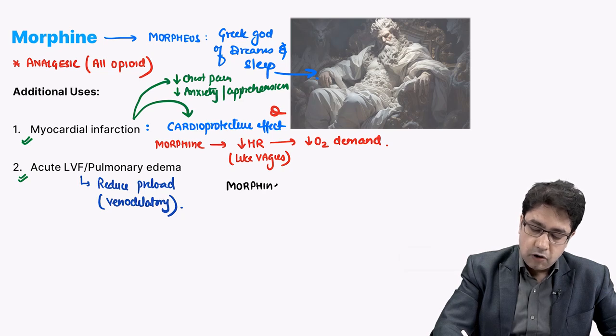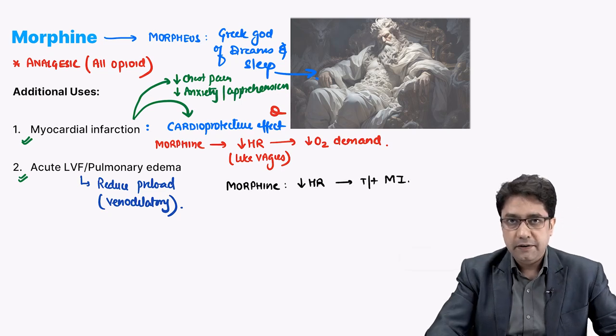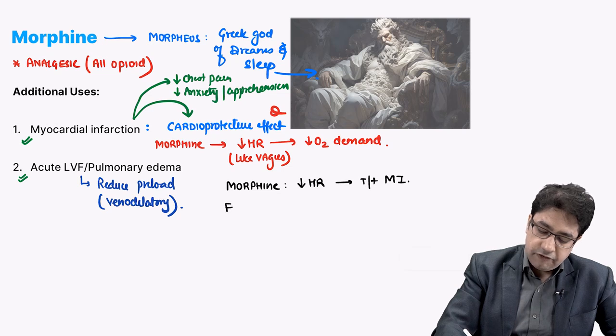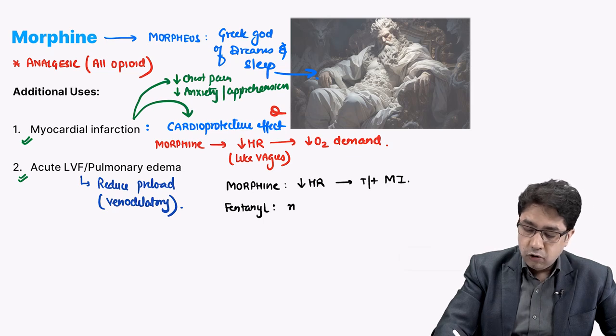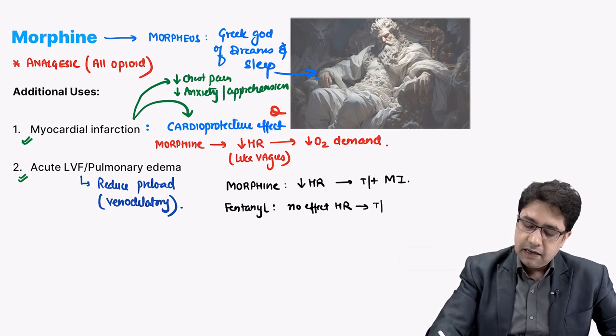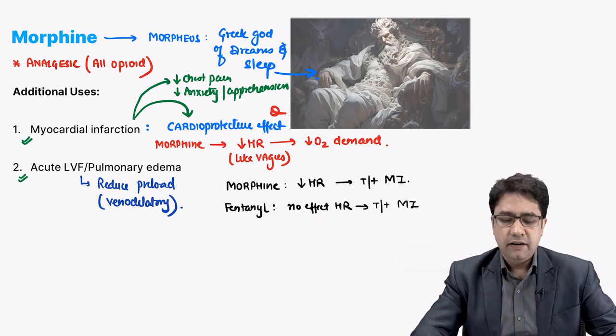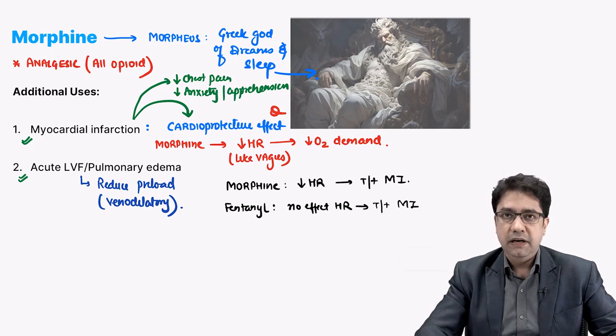And we know morphine decreases heart rate. That is why morphine is given in the treatment of MI, because of its cardioprotective effect. Second point, we have fentanyl. Fentanyl has no effect on heart rate, so it is a heart rate neutral drug. Yes, it can be given in the treatment of MI. It will not have a cardioprotective effect, but yes, it will reduce chest pain.